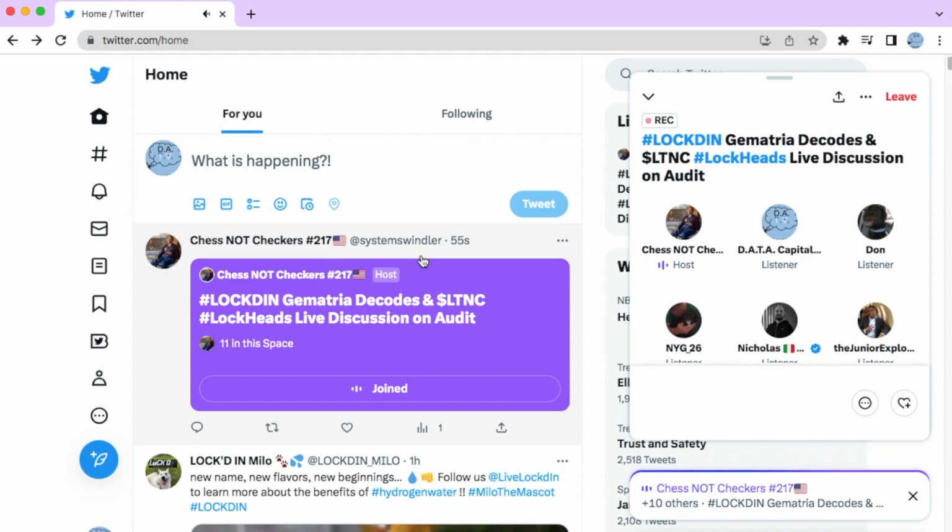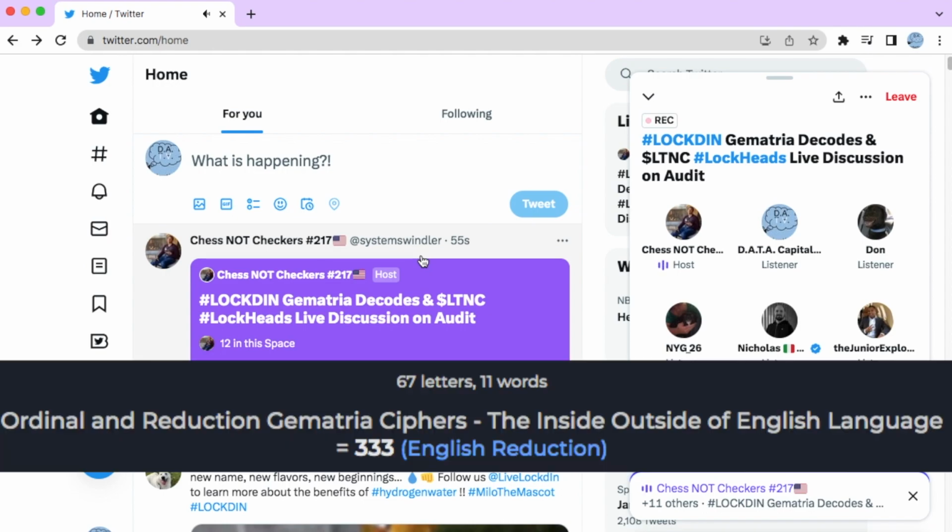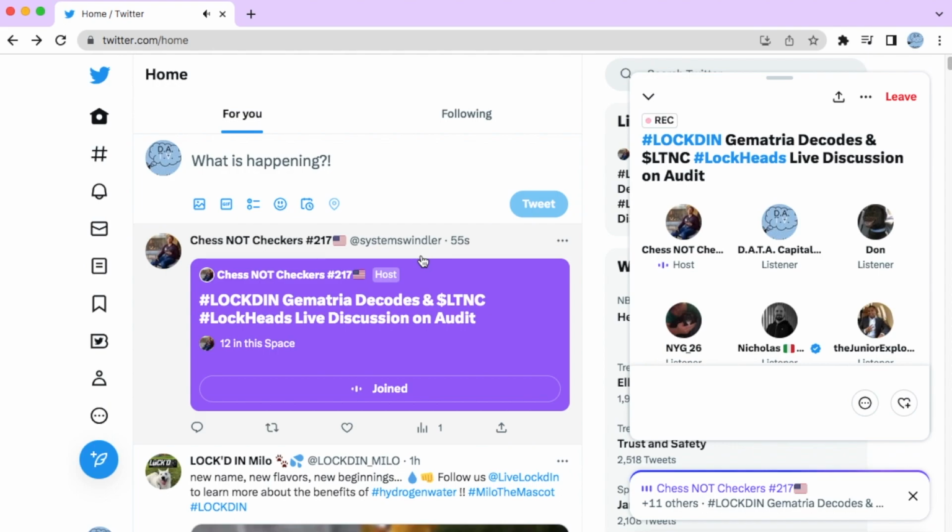I always talk about it. Now, the first decode I want to go over before getting into it is: ordinal and reduction Gematria ciphers, the inside outside of English language. That equals 333 in reduction. That's a long sentence, but it equals the exact powerful number that we look for in the inside cipher. And so now that's the basis of what I'm going to focus on. And when I edit this video, the visuals of the calculations are going to be put up. But now let's get into it.